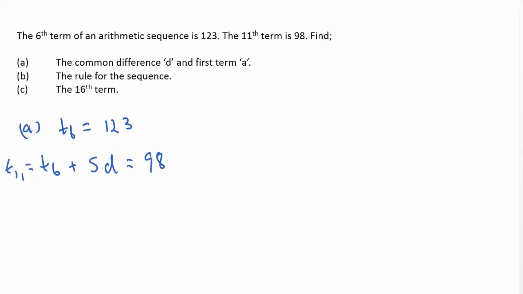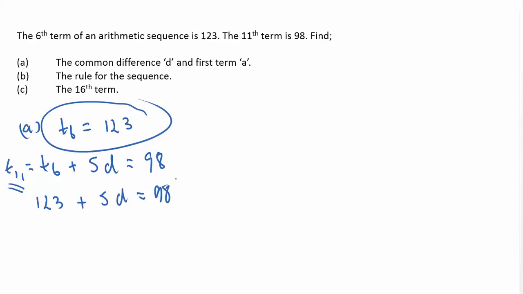Now, a neat little way I can tackle this is to define what my sixth term is and then define the 11th term in terms of the sixth term and 5 differences. So if I want to go ahead and do that, that gives me 123 plus 5d is equal to 98. 5d is -25, therefore d is equal to -5.